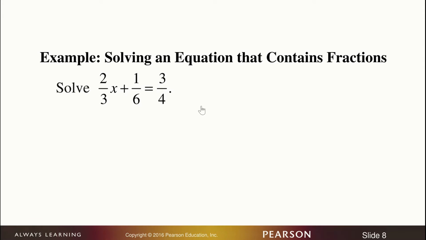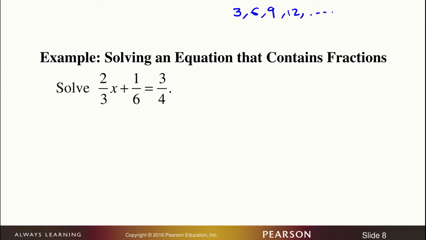So here we have an equation containing fractions. We notice the denominators are 3, 6, and 4. So we find the LCD of these three numbers. One way is to just start writing the multiples of each number until you find the common one. So for example, you notice that the multiples of 3 are 3, 6, 9, 12, etc. So you write a few multiples of 3.